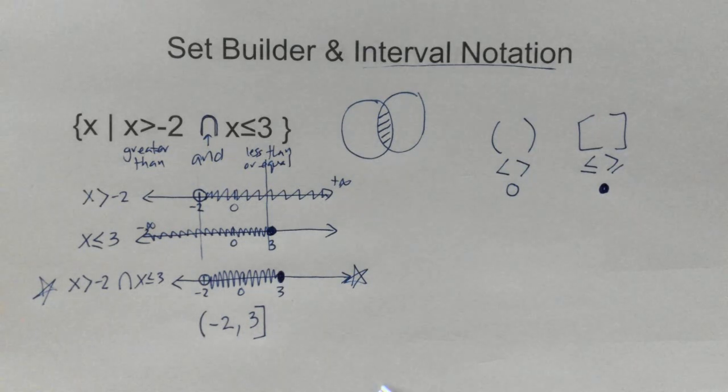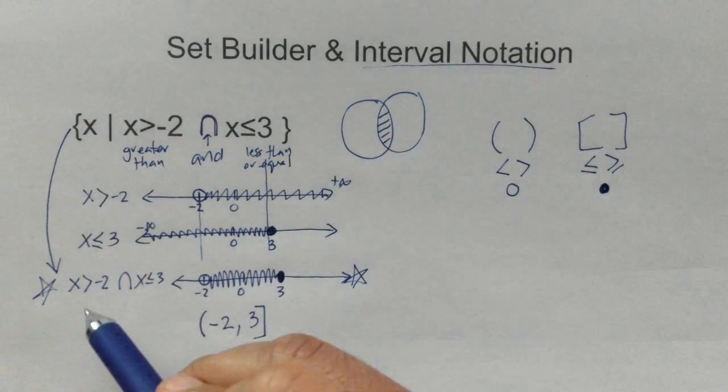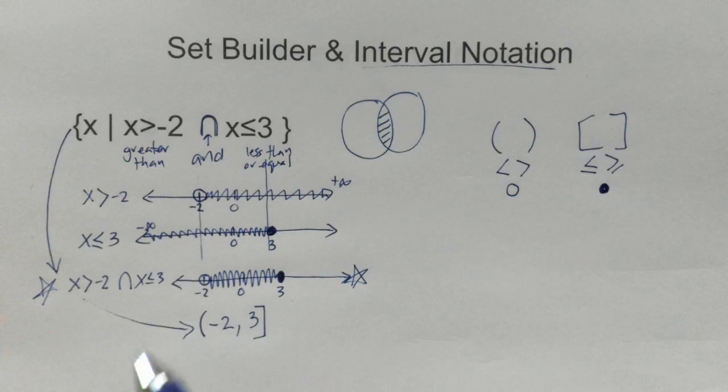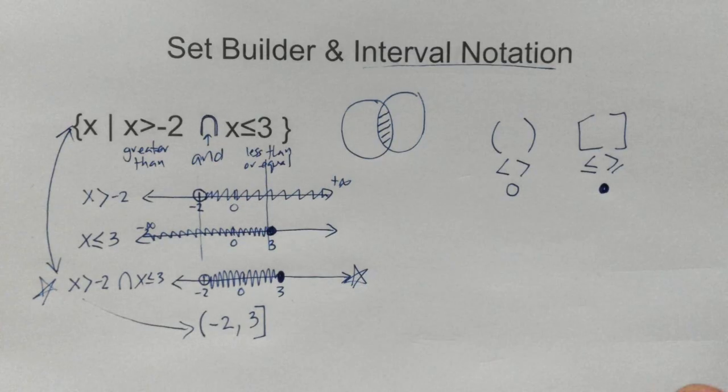And here we have our three notations, right? We have our set builder, we have our inequality, which is on our number line, and we also have our interval. And our goal is to be able to move freely between the three. Let's try another example.